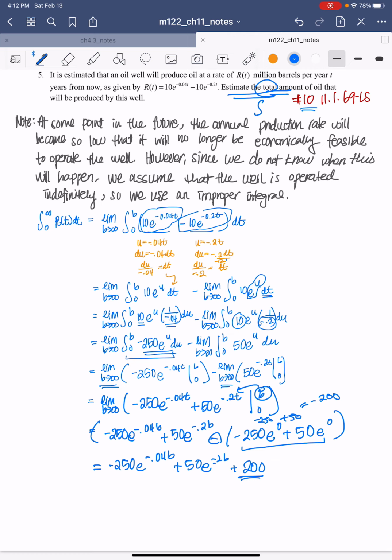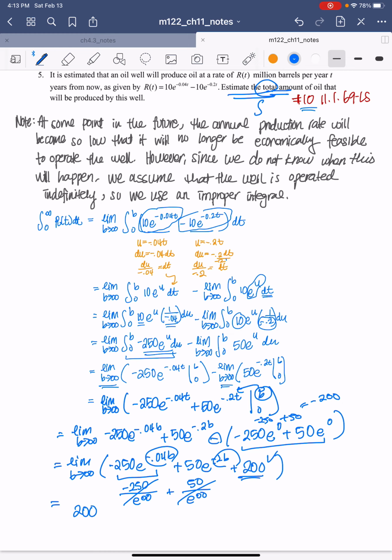Oops, don't forget, I should have put the limit in front. I dropped the limit, that's my mistake. We still have to apply the limit because we haven't done so. Okay, so now plug in infinity here and here. This part will be negative 250 over e to the infinity because it's a negative power, and 50 also over e to the infinity. So this will really be 0, 0, leaving us with 200. The last surviving term is 200.